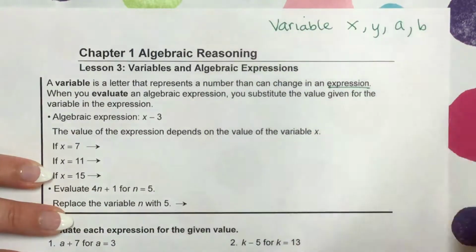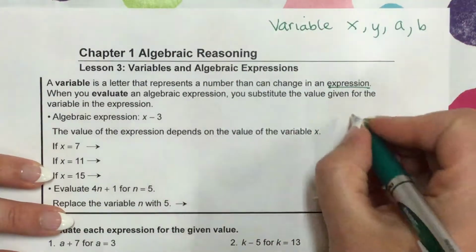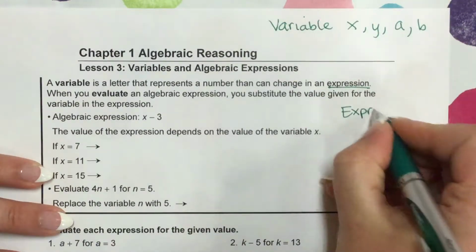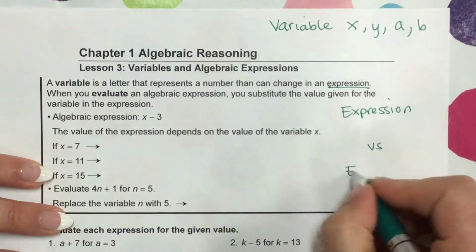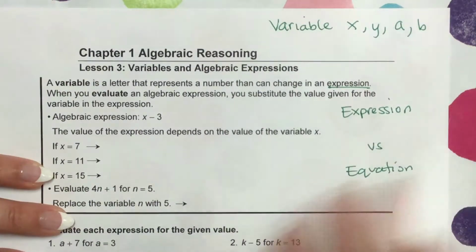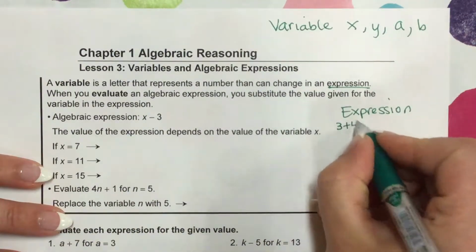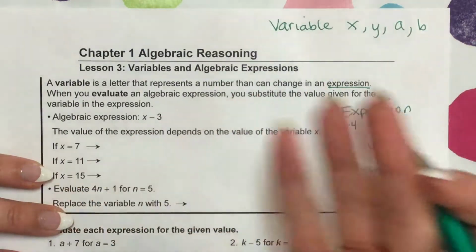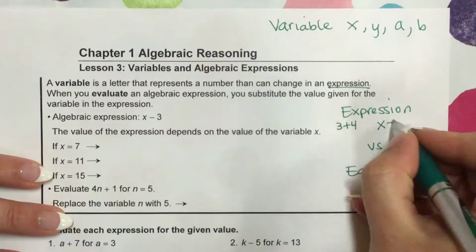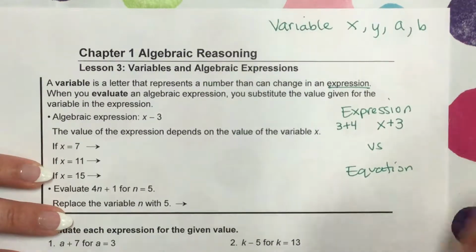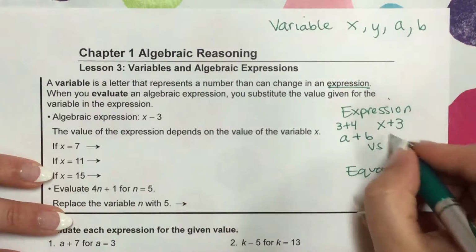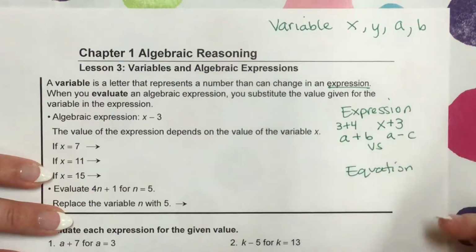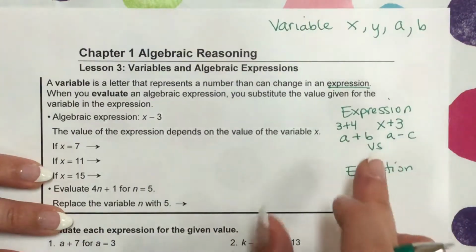Now, another word is expression. We see expression versus equation a lot. An expression can be just numbers like 3 plus 4, or it can have a variable within it. So it could be something like x plus 3, or it could have all variables, a plus b, or a minus c. Any of those types of things is an expression.